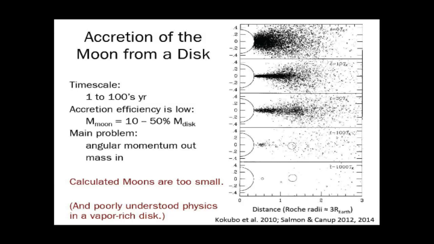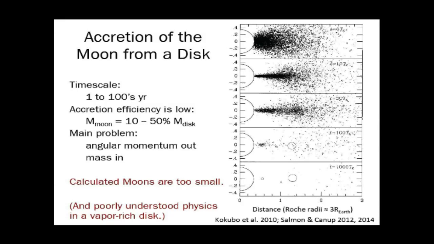In all of the calculations, simple and more sophisticated, the accretion efficiency is rather low. Most of the material in the disk falls back down onto the Earth, and a small fraction forms the final moon. And so most of the time, the disk needs to be more than twice a lunar mass in order to make a moon, or have a chance to make a moon.